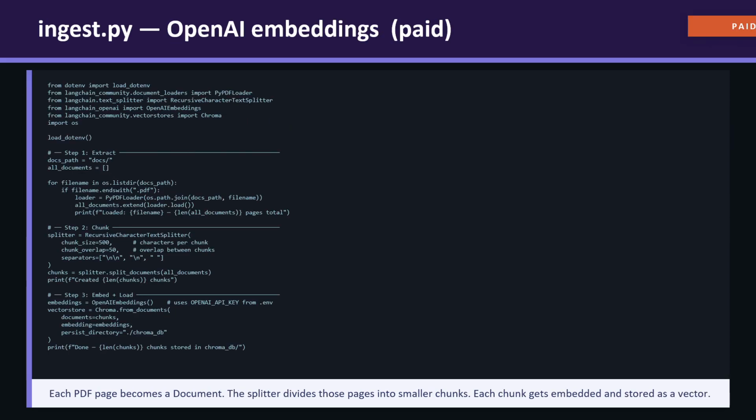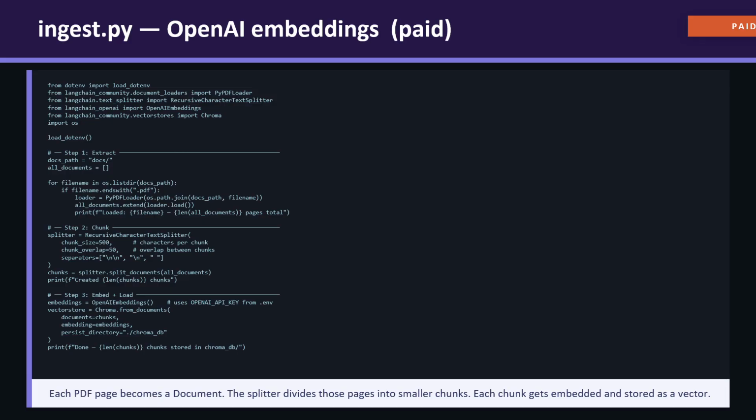Next, ingest.py with OpenAI. This version uses OpenAI embeddings and requires an API key in your .env file. The code has 3 stages. First, it loops through every PDF file in the docs folder. The os.listdir function lists all the files in a directory. A directory is just another word for a folder. For each PDF, it creates a PyPDF loader and calls the load method, which returns one document object per page.